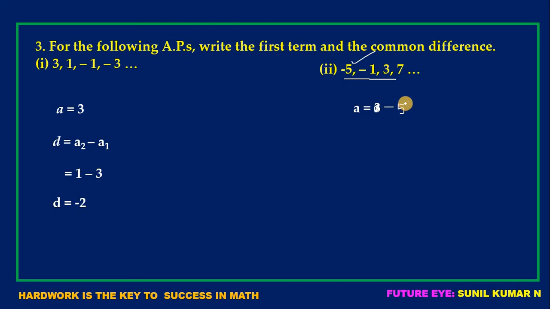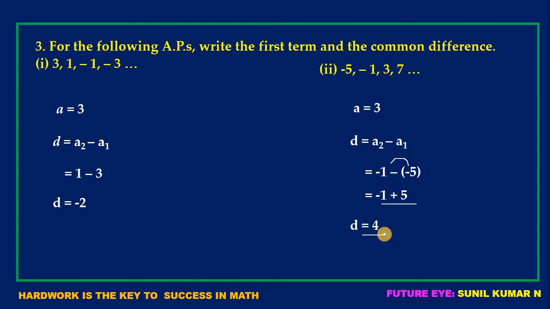And now let us find the value of d. The d finding formula is a2 minus a1. So the a2 value is minus 1. Substitute that. This minus is as it is, I have written here, and the a1 value is minus 5. Hence don't forget to put minus 5 inside the bracket. Now let us multiply minus into minus, that is plus. So minus 1 plus 5. Solve this, it gives the answer 4. Therefore the a value is minus 5 and the d value is 4.